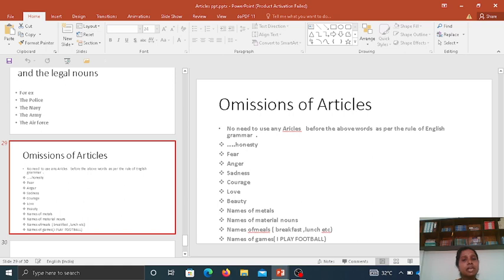Again, names of games. When we are telling about a particular game, for example, I have given one example here: I play football. Football is a game. Do you know, all of us? It is definite and it is common. Everybody knows about football. And these all are omissions, means these all are words before which we should not use the articles of the English language.